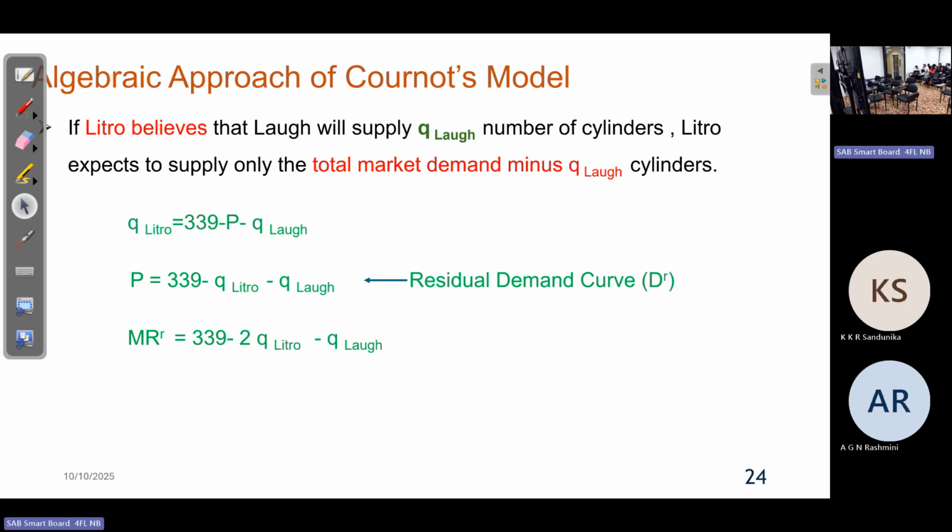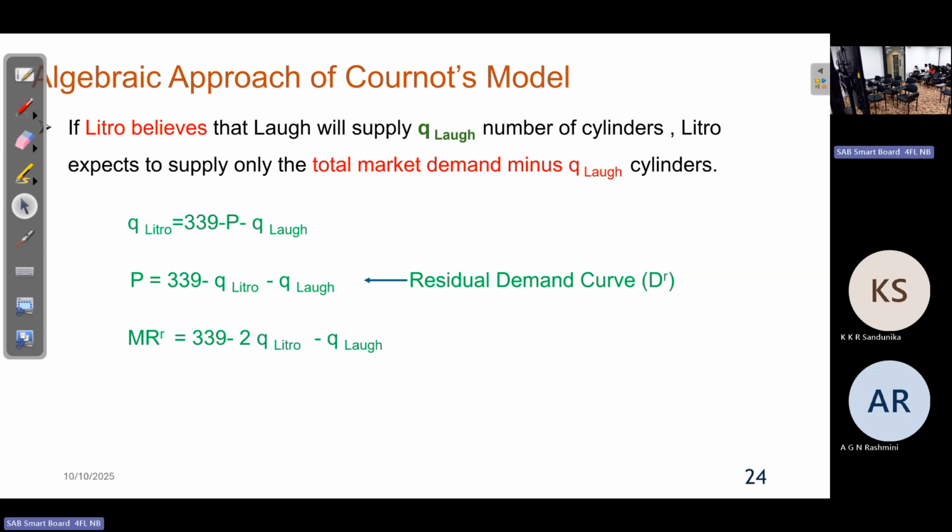Here, when you are taking the total revenue, you multiply P by Q1 because we are looking at firm 1. The firm 1 quantity, you will have to vary. So P is 339 minus Q1 minus Q2, multiplied by Q1. Then what do we get? Total revenue is 339 Q1 minus Q1 squared minus Q1 Q2.